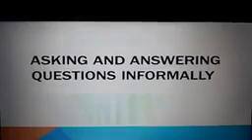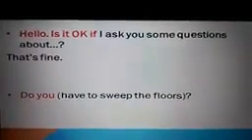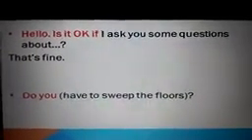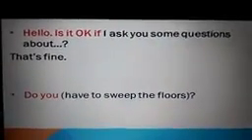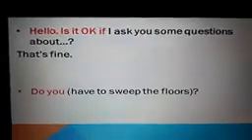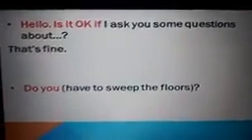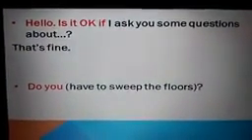The next item is asking and answering questions informally. When you ask an informal question, you are asking the question to someone who is your age, younger than you, or a friend. Okay, it's a very friendly question. So we have 2 ways that we can ask an informal question. The first one is, hello, is it okay if I ask you some questions about? And you can answer, that's fine.